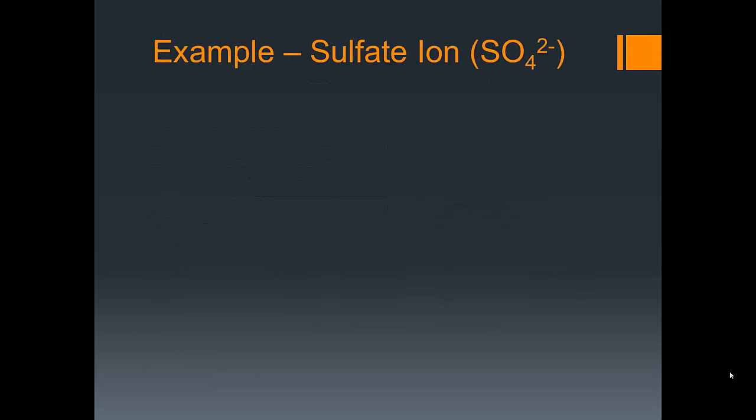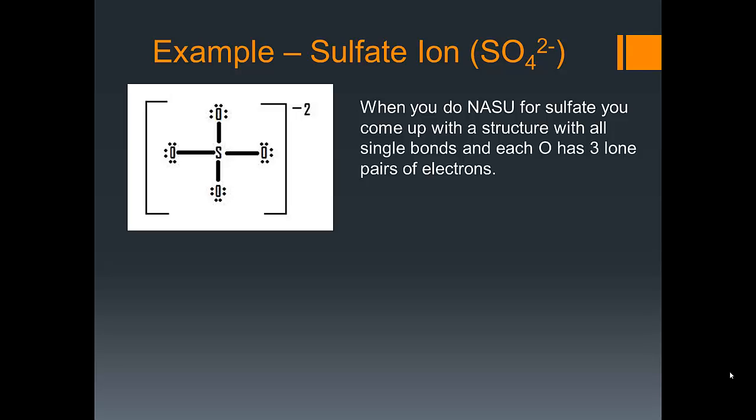For example, we have our sulfate ion. Okay, so when you do the NASU for sulfate, you come up with a structure with all single bonds, and each oxygen has 3 lone pairs of electrons. So remember, when you're doing NASU for an ion, that -2 charge means it has 2 extra electrons available. So the N value is still going to be a total of 5 atoms times 8. For the A value, you're going to have the 6 valence electrons from the sulfur, the 6 for each of the 4 oxygens, and then you're going to have to add 2 extra because of that -2 charge.